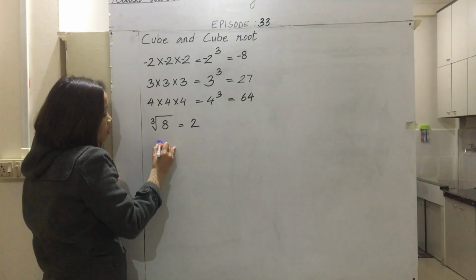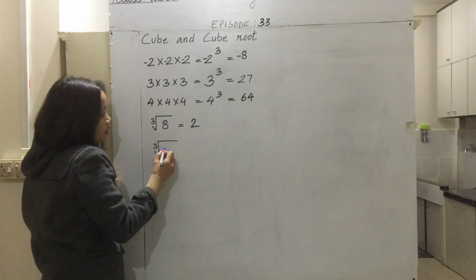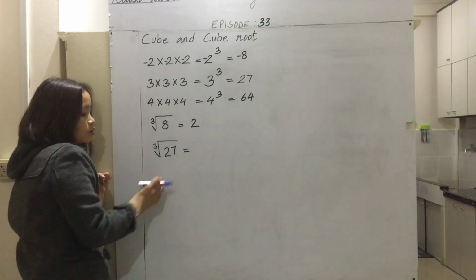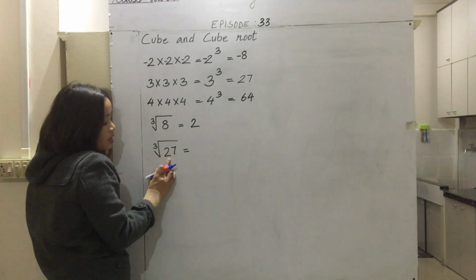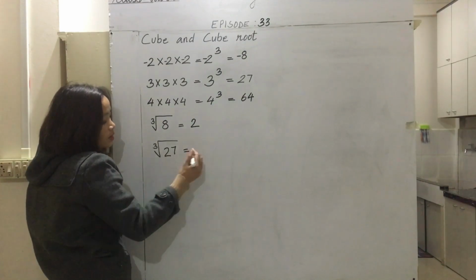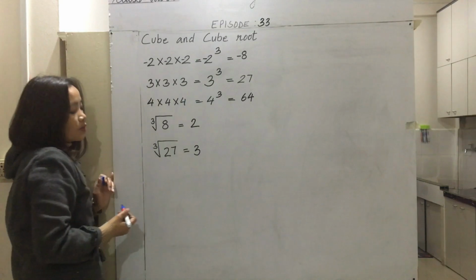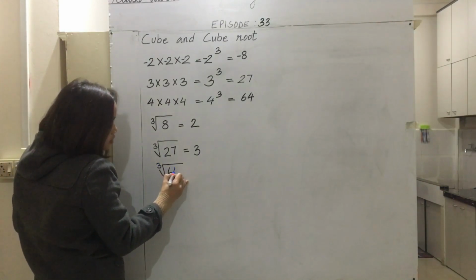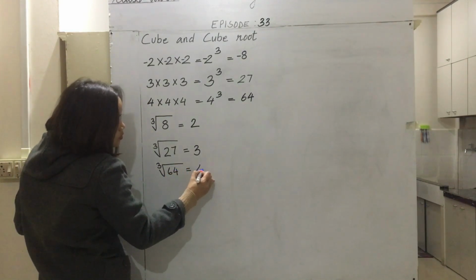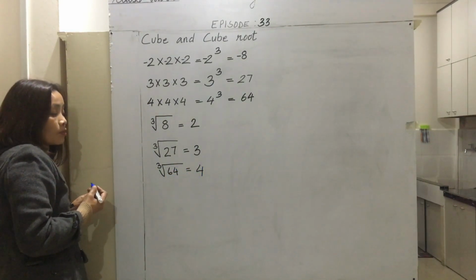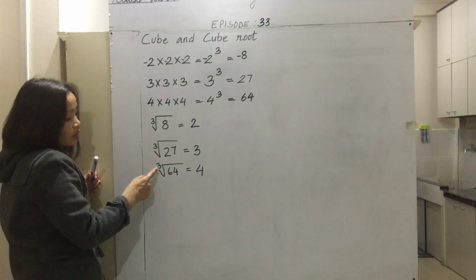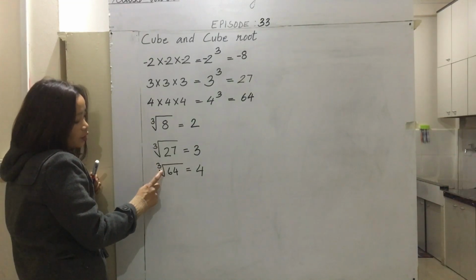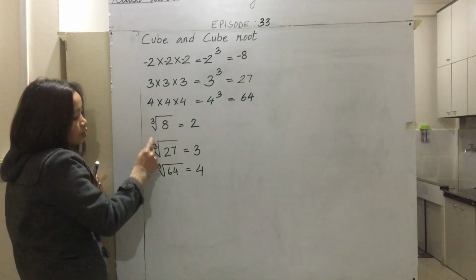So cube root of 27: 3 cube is 27, so we write 3. Cube root of 64, we write the symbol. Cube root of 64 is equal to 4. That is the symbol. Do not mix up with the square root symbol. The 3 alone marks the cube root symbol, right?